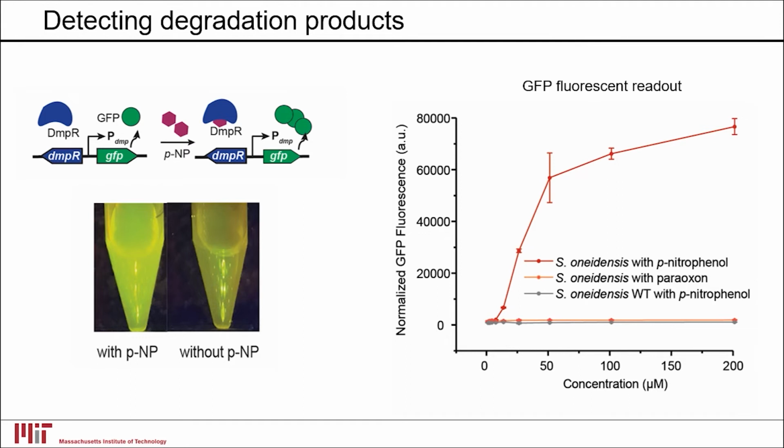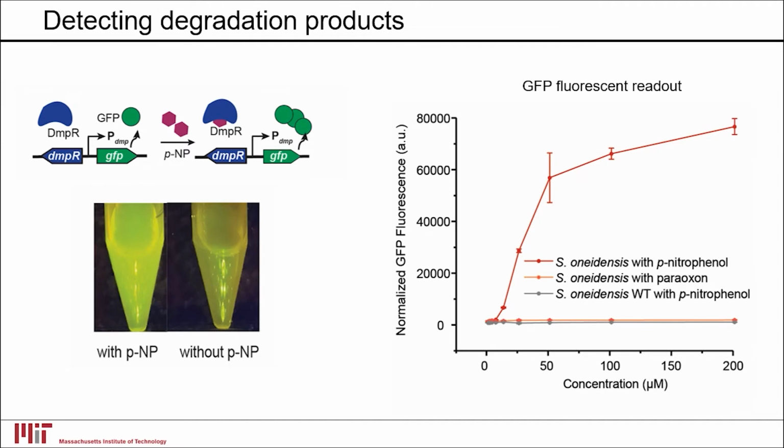So we found a transcription factor, DmpR, that when it's in the presence of PNP, is activated and turns on gene expression. The first gene we put under its control was GFP, or green fluorescent protein. We can see just below that in the presence of that small molecule degradation product, we see a significant amount of fluorescence, while without that degradation product, we see little to no background fluorescence. So this indicated to us that this circuit would work for detection of this degradation product.